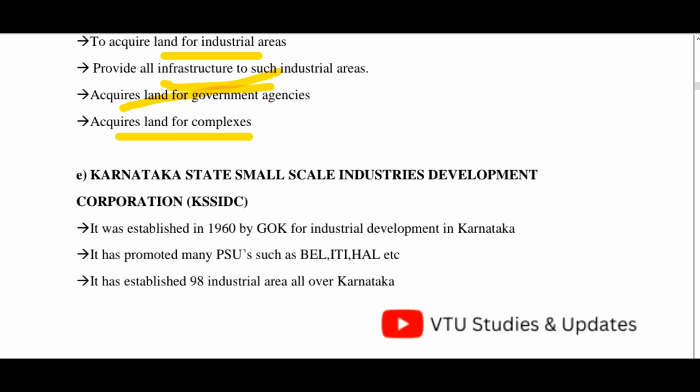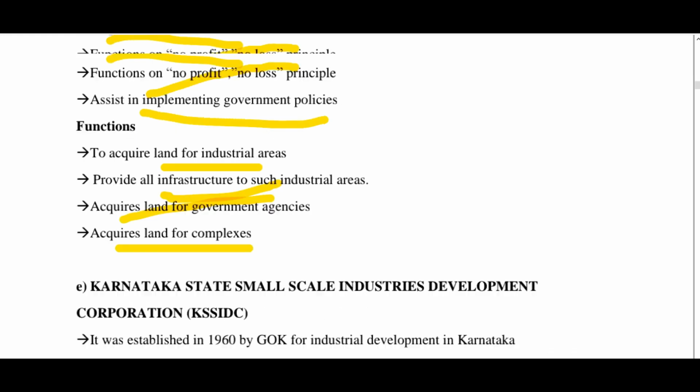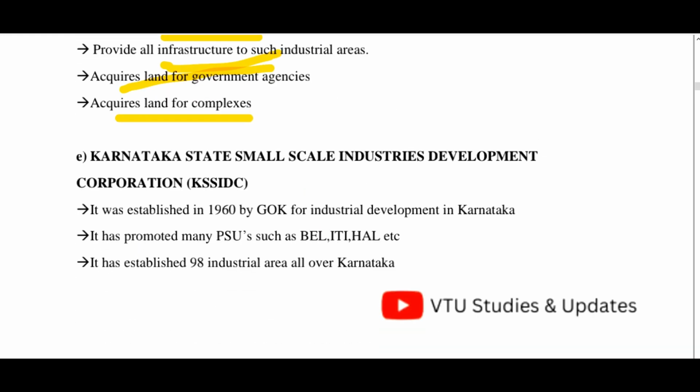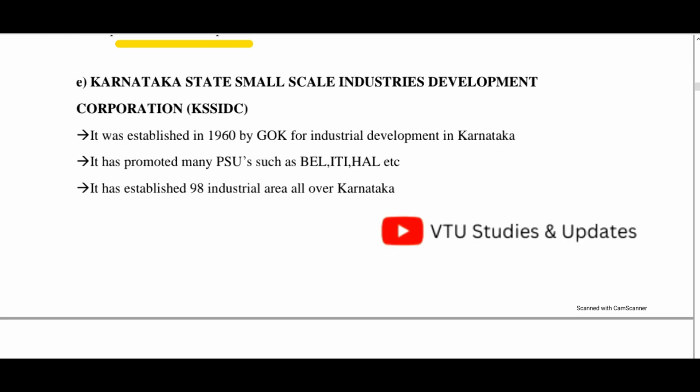Karnataka State Small Scale Industries Development Corporation. It is also related to this board, and it functions the same way. It was established in 1960 by the Government of Karnataka. Whatever the Government of India established was in 1990 to 1999, so the Government of Karnataka implemented all these programs previously. You can remember this: it was established in 1960 by the Government of Karnataka.